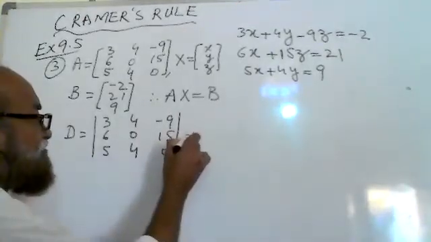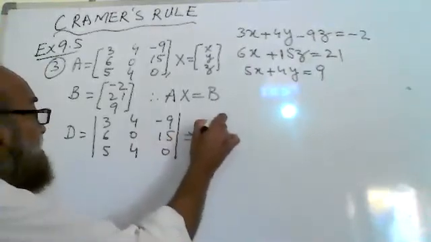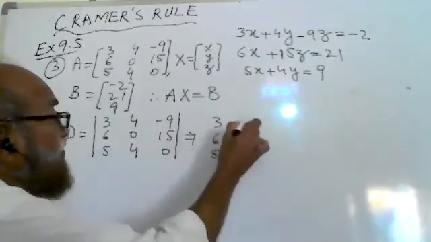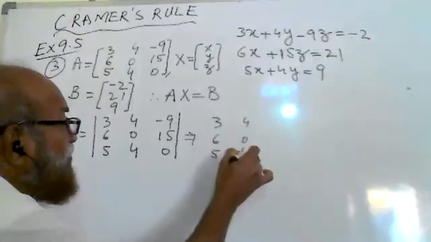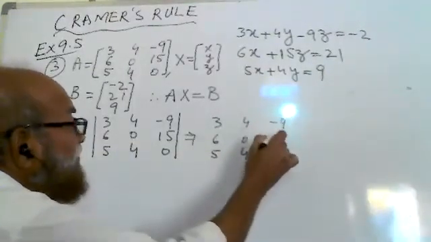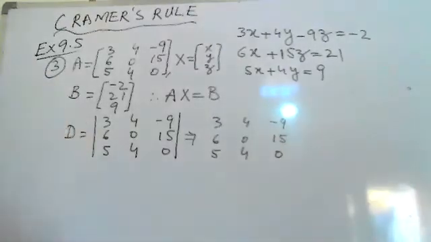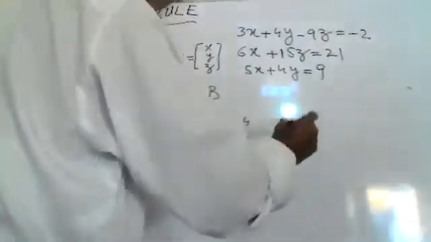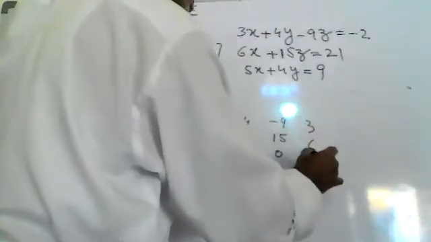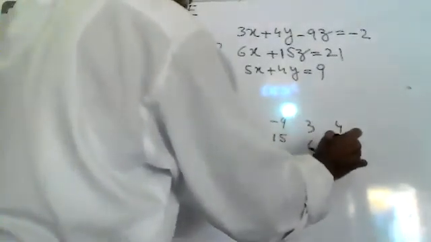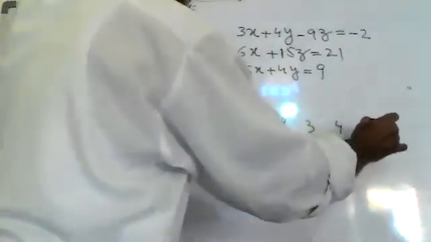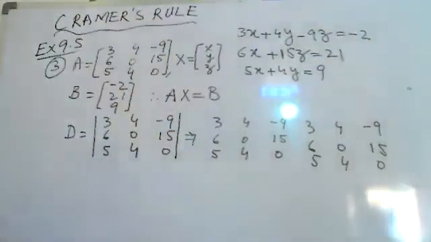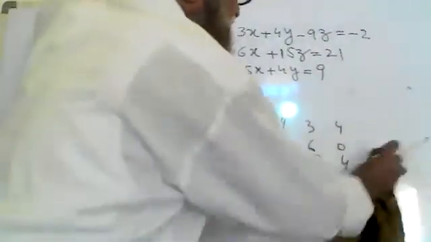क्या हो जाएगा? पहले हम इसको एज इट इज लिख देंगे. 3, 6, 5, 4, 0, 4, minus 9, 15, 0. फिर इसको एज इट इज लिख देंगे. 3, 6, 5, 4, 0, 4 and minus 9, 15, 0. और लास्ट वाले को हम मिटा देंगे. ये ना लिखें तो मिटाने की जरूरत नहीं रहेगी.